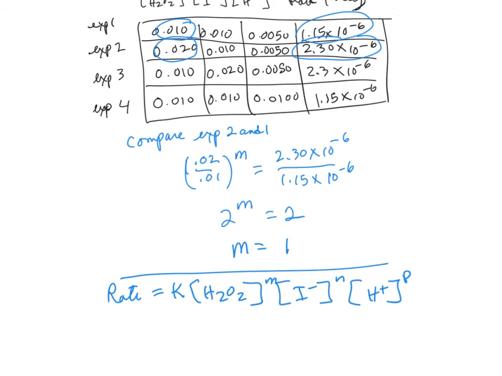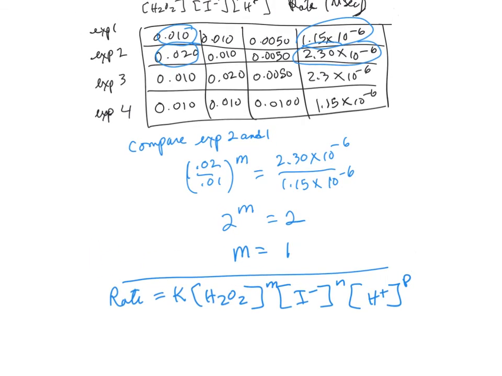Now we're going to compare experiments 3 and 1, and we're going to compare the rates of those two. So it'll be 0.02 divided by 0.01 raised to the power n will be 2.3 times 10 to the minus 6 divided by 1.15 times 10 to the minus 6.